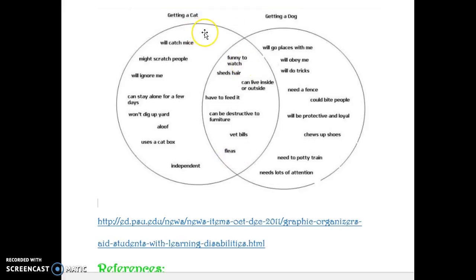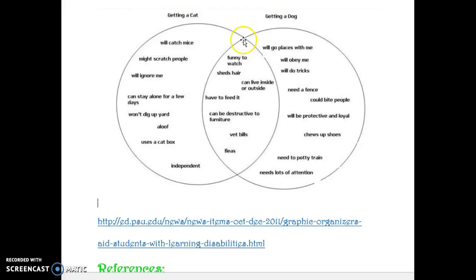So on the cat side, just a few things, like they can catch mice, they might scratch you, but on the other hand, they need a cat box, and they might ignore you. And then on the getting a dog side, they'll go places with you, they'll obey, but dogs could bite people, they could chew up shoes.